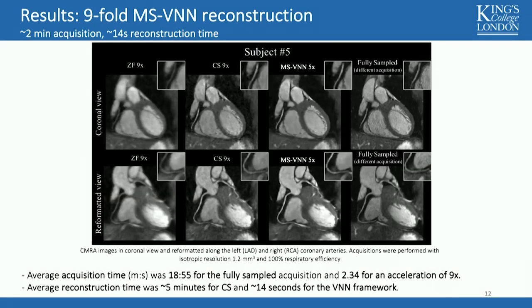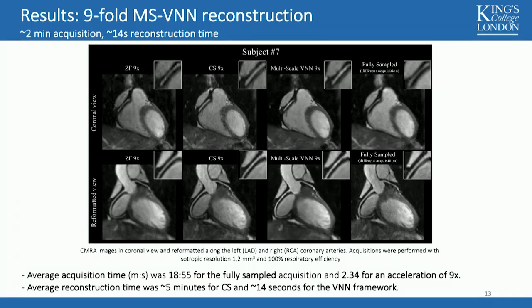Here I show results for 9-fold acceleration for a third healthy subject, and here for a fourth healthy subject with 9-fold acceleration. And again, the fully sampled acquisition was 19 minutes, and the 9-fold accelerated acquisition was 2 minutes 30 seconds. The reconstruction time of the variational network is still 14 seconds.